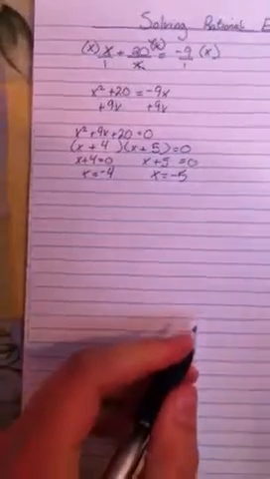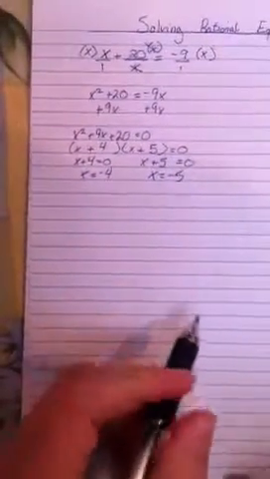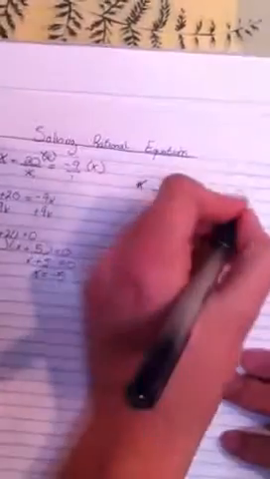The next thing we need to do is do a check because in the denominator we cannot have 0. So we'll check negative 4 first. So we'll have negative 4 over 1 plus 20 over negative 4 equaling negative 9. This works because in the denominators none of them equal 0, so that negative 4 is good.